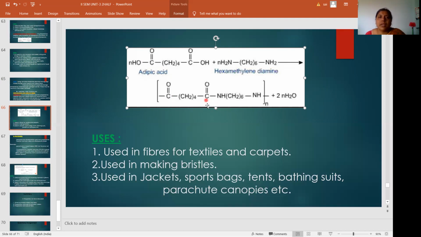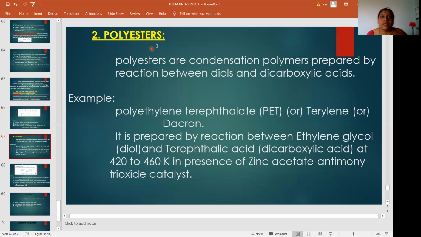It is prepared by condensation polymerization. Uses: used in fibers for textiles and carpets. As it is a fiber, it is used for making bristles, like brush hair. It is used in jackets, sport bags, tents, bathing suits, parachute canopies. You all know parachute canopies; in those, nylon 6,6 is also used.